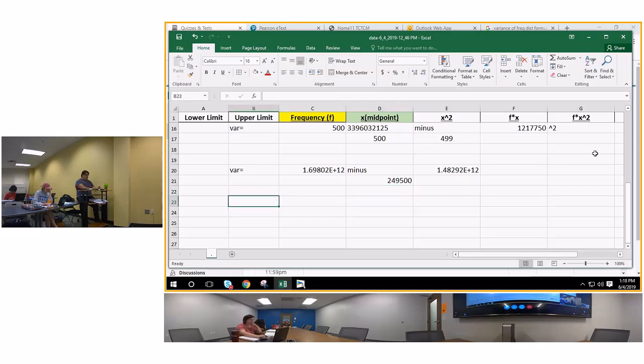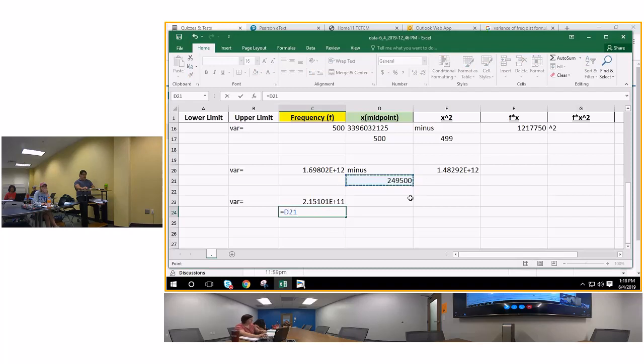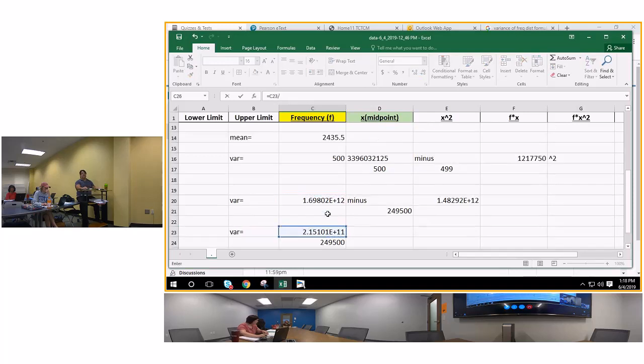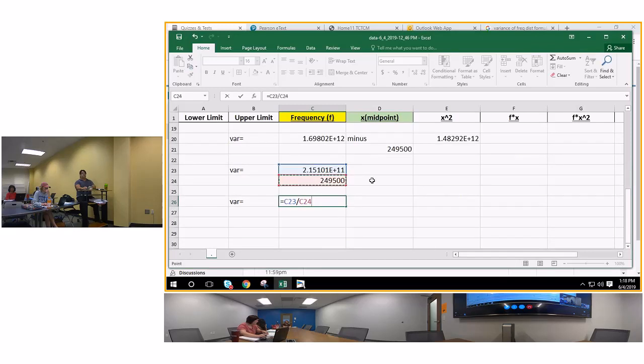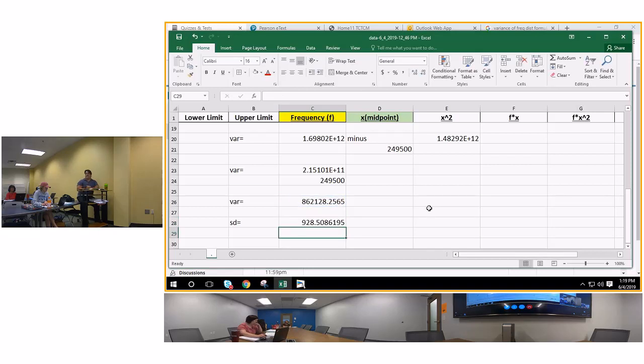Okay? So next, variance is equal to this number minus this number, divided by that number. So our variance is equal to this number divided by this number. And we feel good about ourselves. And what do we do to get the standard deviation? Raise that number to the 0.5 power. And y'all should have a standard deviation of 929.